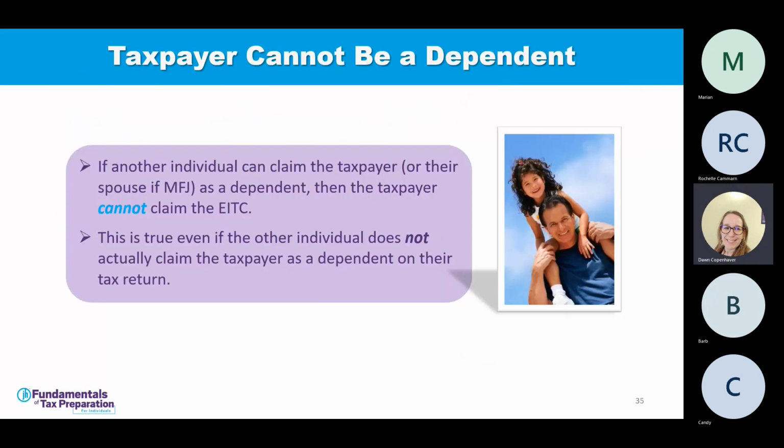Okay, again, taxpayer cannot be a dependent. So if anybody can claim that taxpayer on their taxes, they cannot claim earned income tax credit on their own tax return. This is true even if the other individual does not actually claim the taxpayer as a dependent on their tax return.